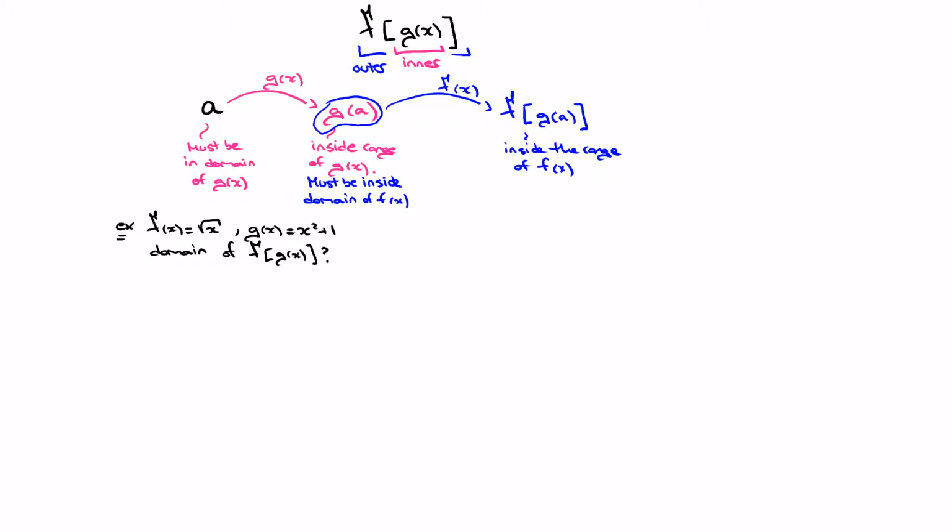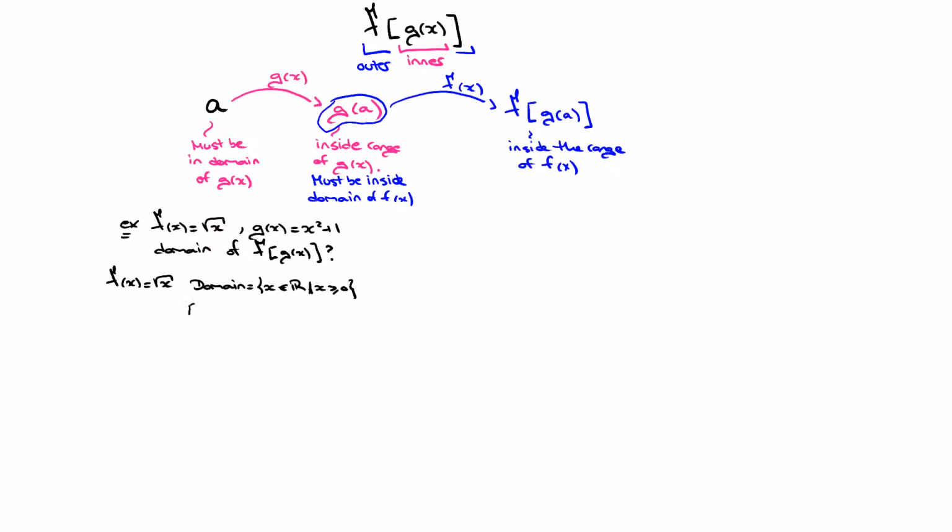Well, we know that f of x equals the square root of x, and the domain of the square root function is all real numbers such that they're greater than or equal to 0. In other words, the square root function is defined for numbers greater than or equal to 0. Fine. And we also know that the square root function has range equal to its domain, which is all real numbers such that they're greater than or equal to 0.